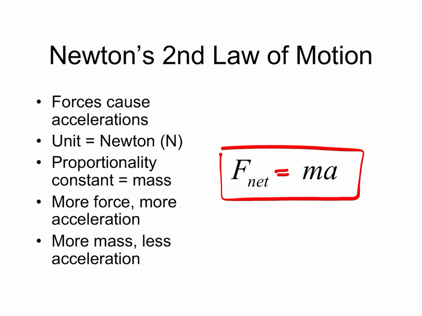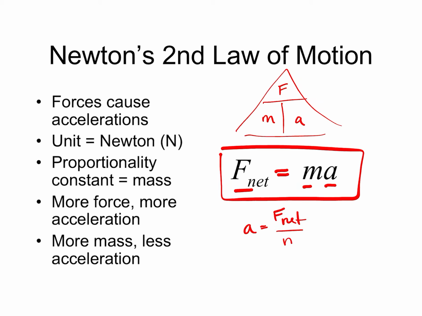in my opinion. And I actually like to rearrange this equation. So I like to solve it for acceleration. And see how many variables there are? There's 3. So that means that you could put it into a triangle if you wanted to. You could say force is equal to mass times acceleration. So if I'm solving for acceleration, then that means I have net force divided by mass.